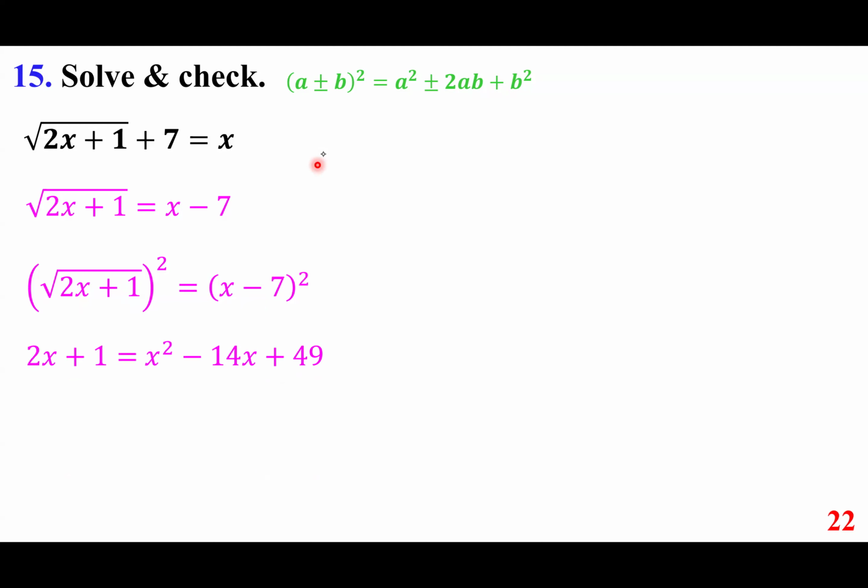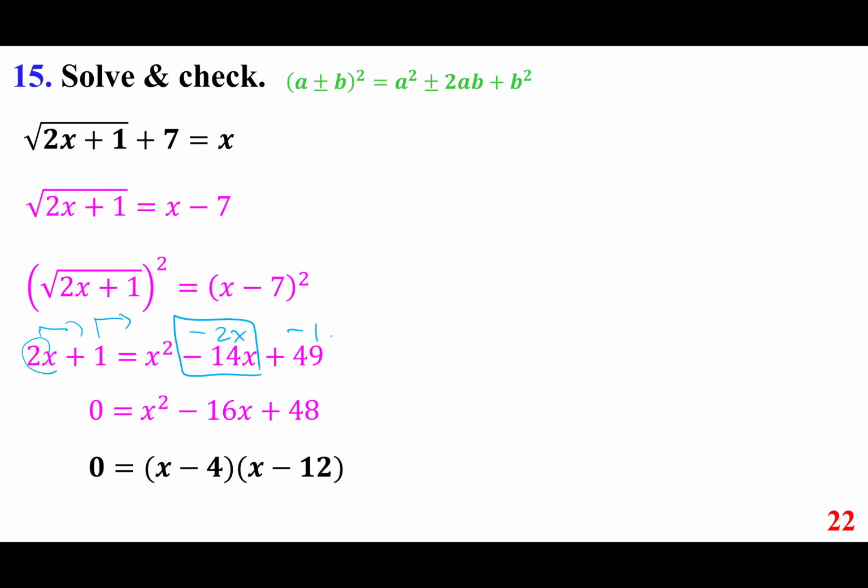Now, to solve this, we bring everything to the same side, which means I move this one this way, I get minus 2x and minus 16x. This one, minus 1, and I get 48. I want two numbers. The product is 48. The sum is negative 16. That makes it 4 and 12, both of them negative. So (x minus 4)(x minus 12). And there are two answers. x is either 4 or 12.